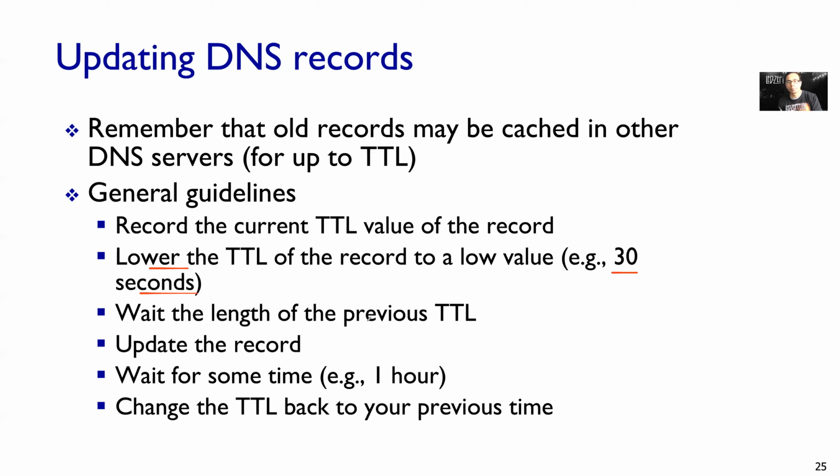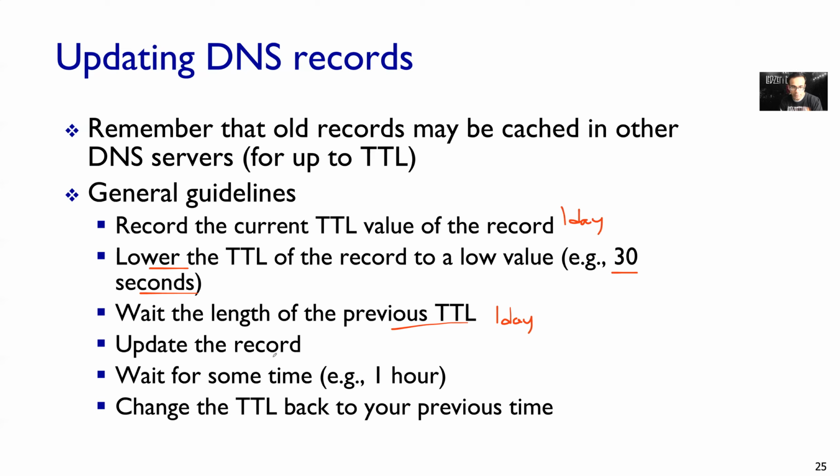Then you wait for the previous TTL. So let's say this was 1 day. So then you wait for a whole day, which means all the previous cached records will then get cleared out by tomorrow, right? Because now we have changed the TTL, which means for the past 24 hours, people were only caching your record for 30 seconds. So basically they were just disappearing like that. Any previous records have now been purged.